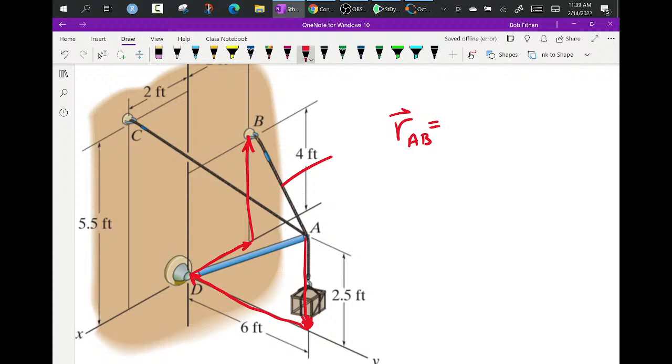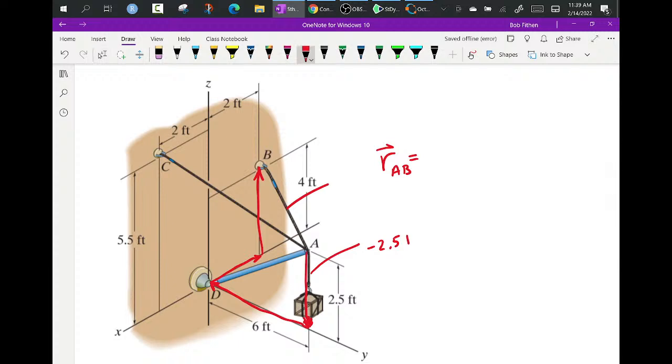So I'm going to list them. Okay, this one is minus 2.5, and it's in the Z direction. And then I'm just going to list them right under each other. And then I go this one, which is minus 6J. So this vector got to here. So at this point, I'm at D. And then I go to the right, 2I. And then I go back up 4. Okay, so does that make sense?